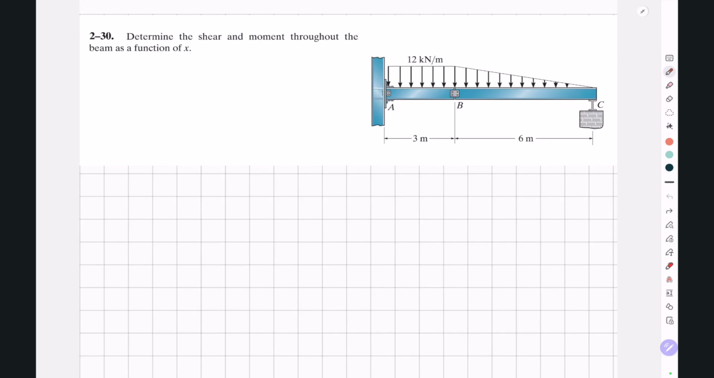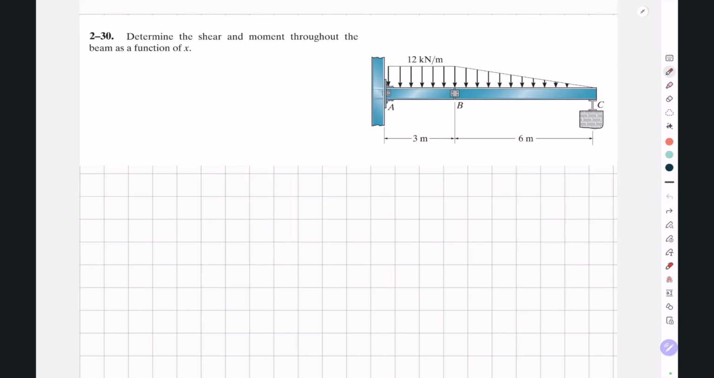If you've ever felt unsure about how to handle a beam like this, you're definitely not alone. A lot of students get stuck here, but don't worry, I'll walk you through it step by step. By the end of this video, you'll know exactly how to determine the support reactions, determine the shear force and bending moment equations throughout this beam, and then finally draw the corresponding shear force and bending moment diagrams using those equations. So stay with me until the end and let's break this down together.